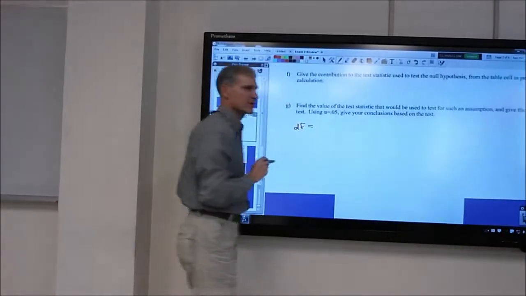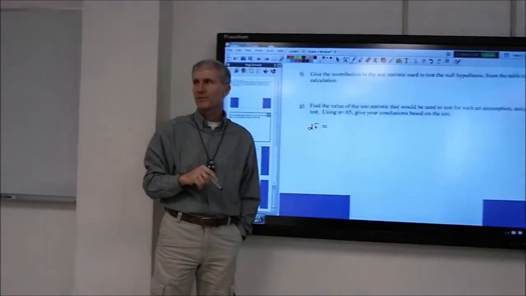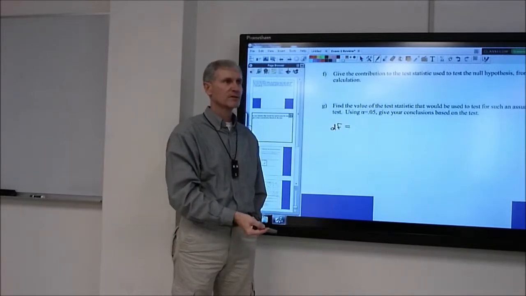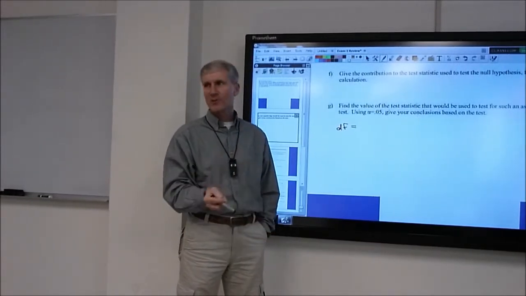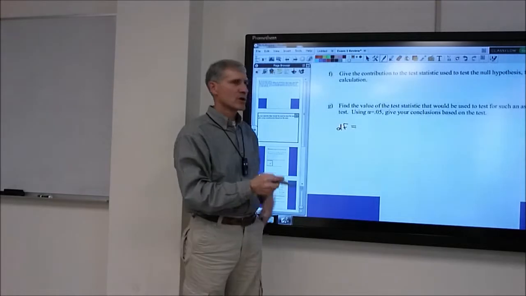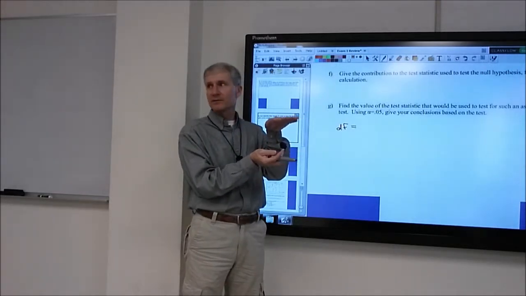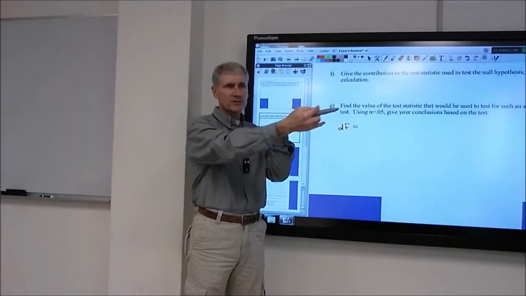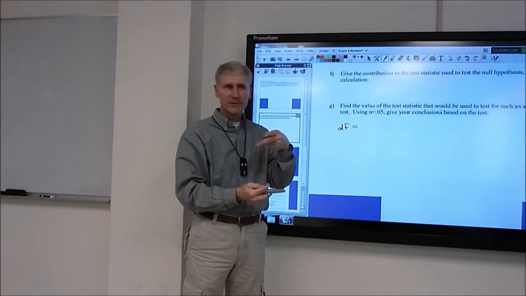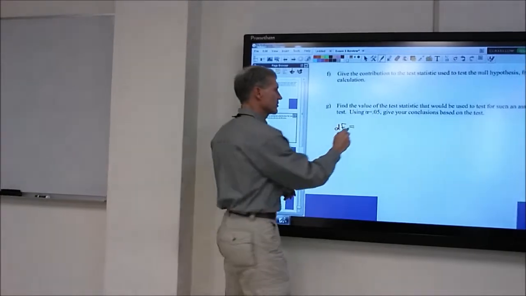So what are the degrees of freedom when you have a contingency table, this test of association? It's rows minus 1 times columns minus 1. Rows minus 1 is 1, because there are 2 rows. There are 3 columns, so 2. So 2 times 1 is 2 degrees of freedom.